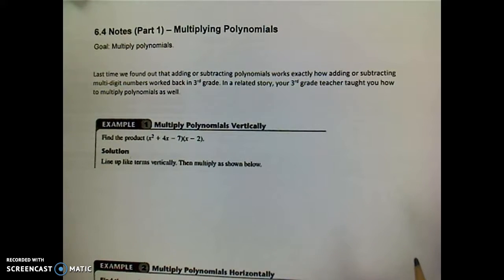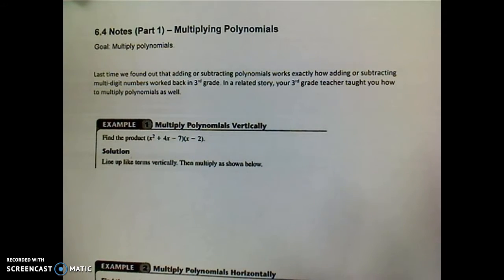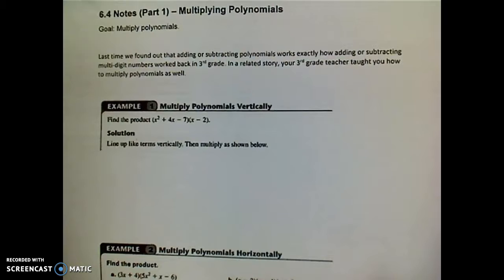We're going to split chapter 6, part 4 into two pieces. We're going to look at multiplying polynomials first. Next time we're together, we'll go ahead and divide polynomials. But just like when we added and subtracted polynomials, we're going to find out that your third grade teacher did all the heavy lifting for you. Pretty much already taught you the procedures that you need to know to be able to multiply polynomials.